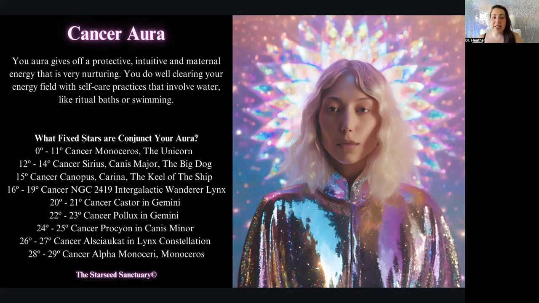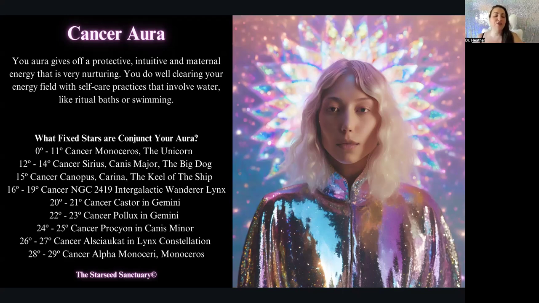Now, if it's 16 to 19 degrees of Cancer, your natal asteroid aura will be conjunct one of my favorite points in the sky, the intergalactic wanderer in the Lynx constellation. Really cool. I'm going to be doing an upcoming Lynx webinar all about that star system. So 20 to 21 degrees Cancer, your natal asteroid aura would then be conjunct Castor and Pollux. 22 to 23 would be, I'm sorry, Castor in Gemini. 22 to 23 would be Pollux in Gemini. Those are the twins.